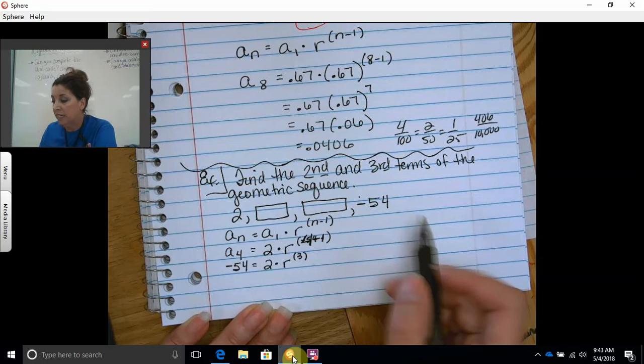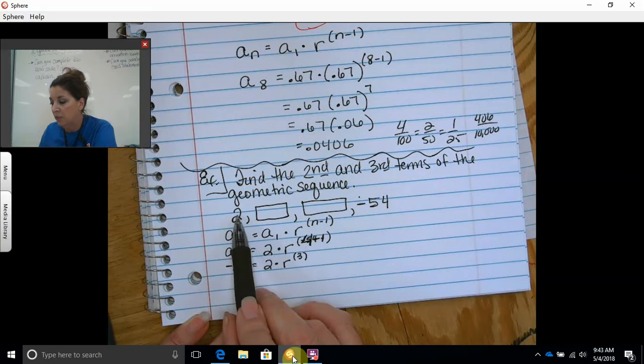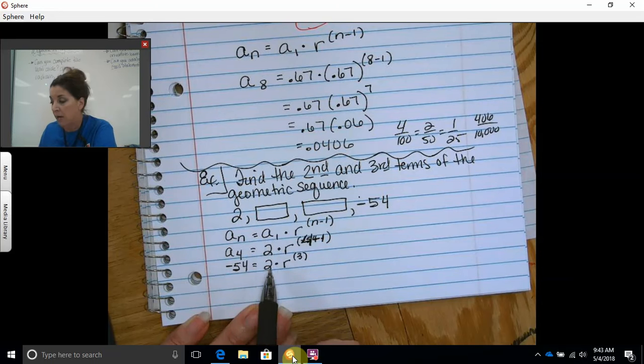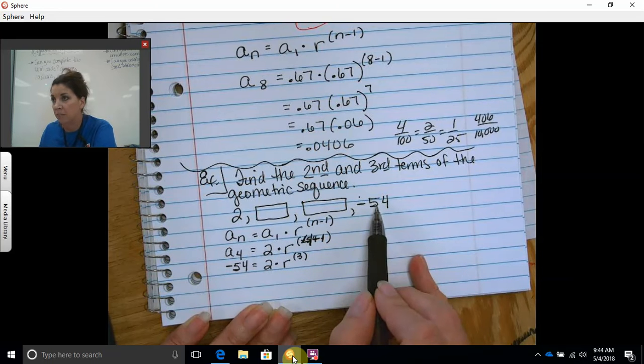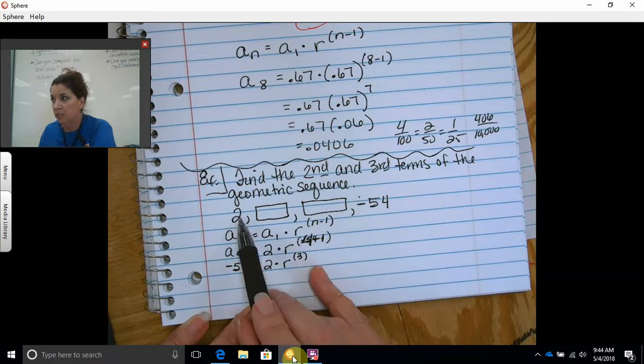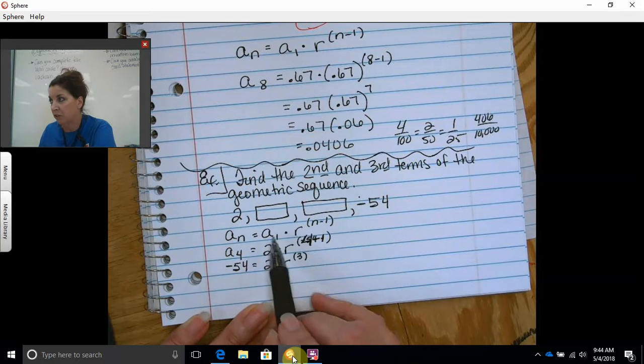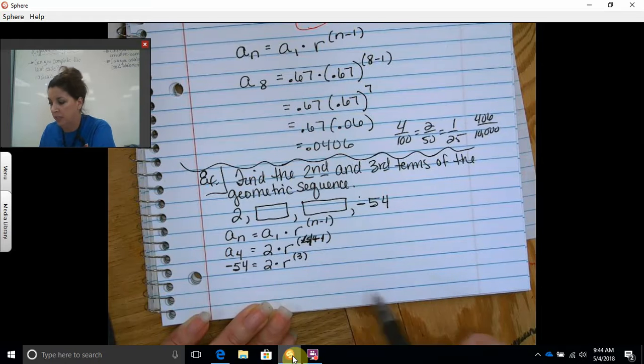I can't plug in 2 for n because 2 was my first term. I already used that. So I had to use the fourth term for n. I couldn't reuse the only other term because I had to use that for the first term. You know what I mean? I couldn't use it twice. So I just used it for n.